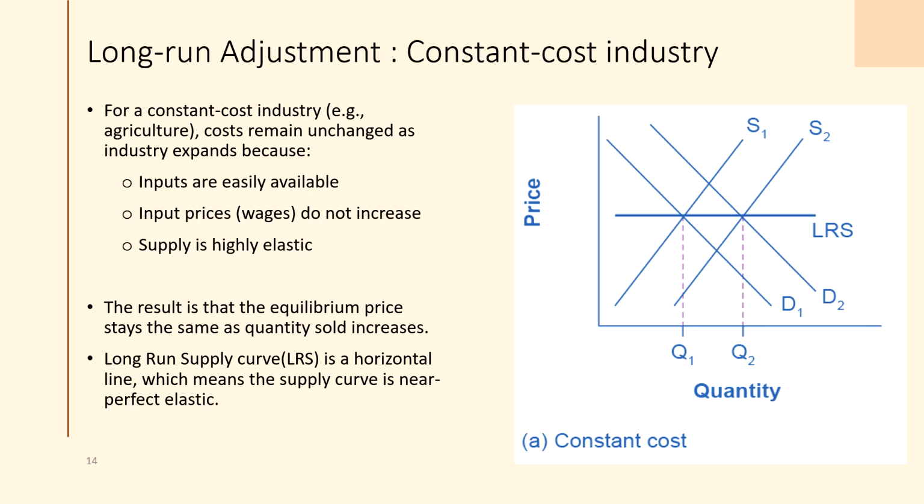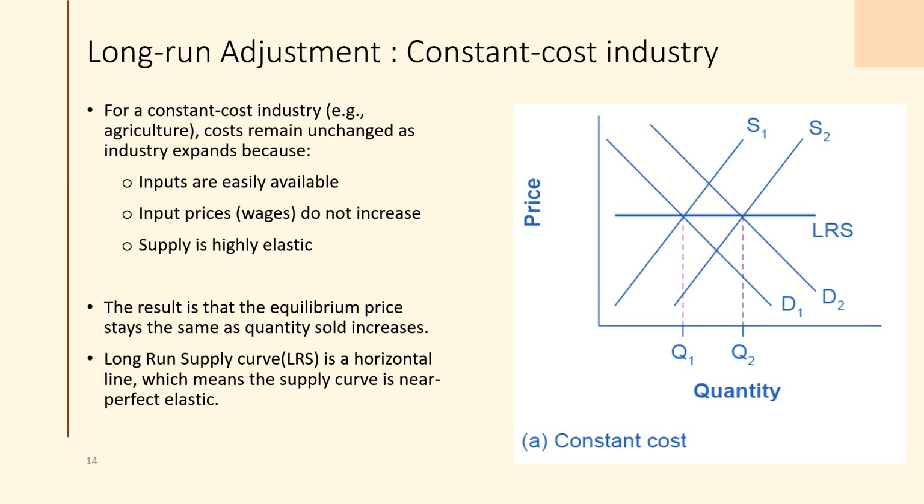Now let's follow the adjustment process. When demand increases, the price rises in the short run, and firms begin earning profits. This attracts new firms into the market. As new firms enter, the supply curve shifts to the right. This increase in supply pushes the market price back down. This process continues until the price returns to the original level, where it equals average cost.